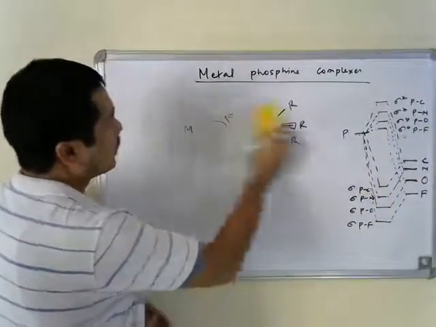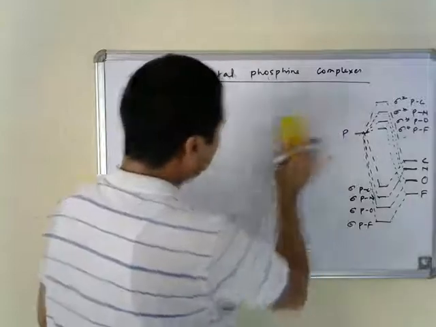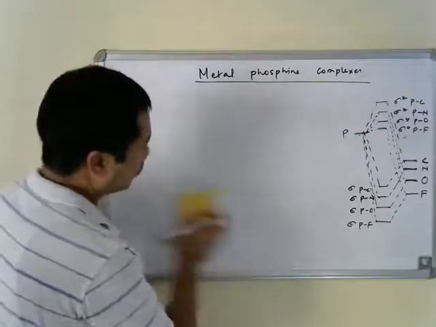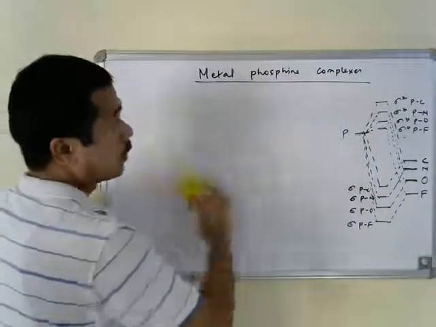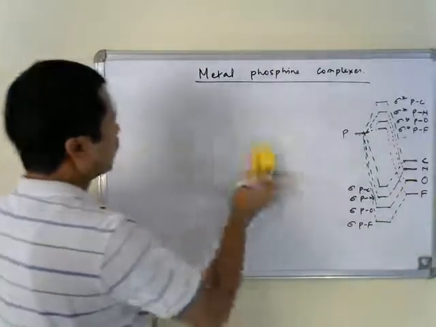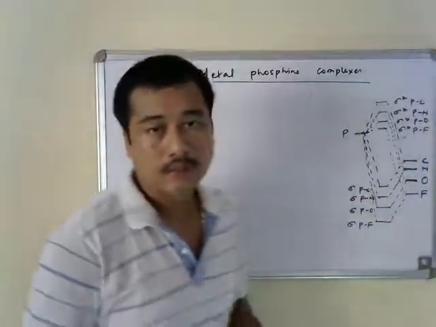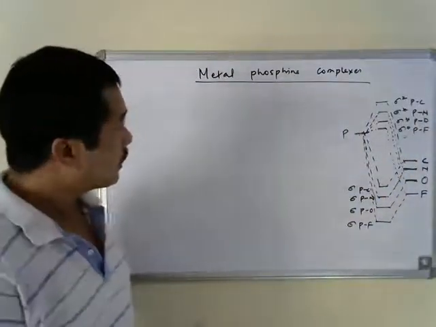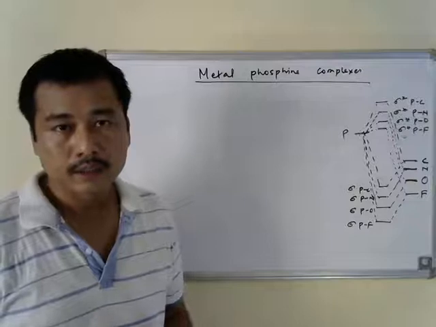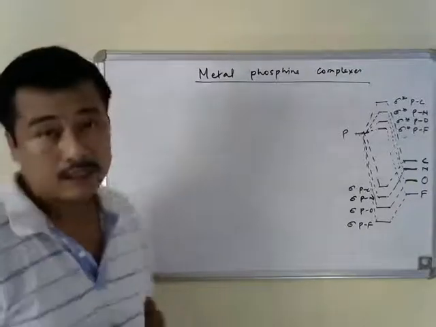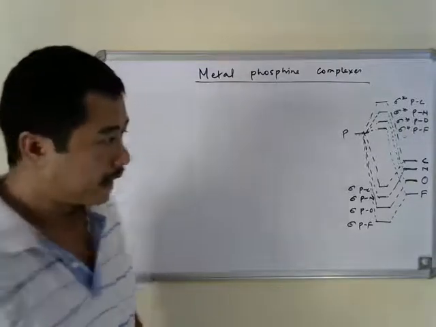So now we know how we can enhance the pi acceptor ability of phosphine ligands, and this allows us to design metal complexes with better pi acceptor capability, or you can tune the pi acceptor ability of the phosphine ligands and accordingly design catalysts. Another reason why phosphine ligands are used extensively in catalysis is that when we change the substituent on the phosphine ligand, we can also change the steric properties of the ligand.